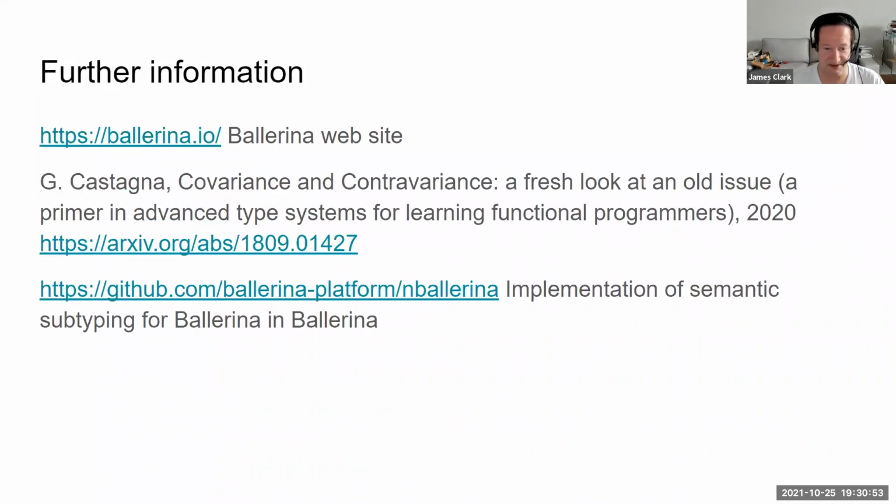So in terms of further information, there's the Ballerina website, which is ballerina.io. And then there's this really good paper. And if you want to see an implementation, what I think is the biggest Ballerina program in Ballerina is this thing, which is our work-in-progress compiler, which is written in Ballerina and does a good chunk of semantic subtyping. That's on GitHub. That's my current project.